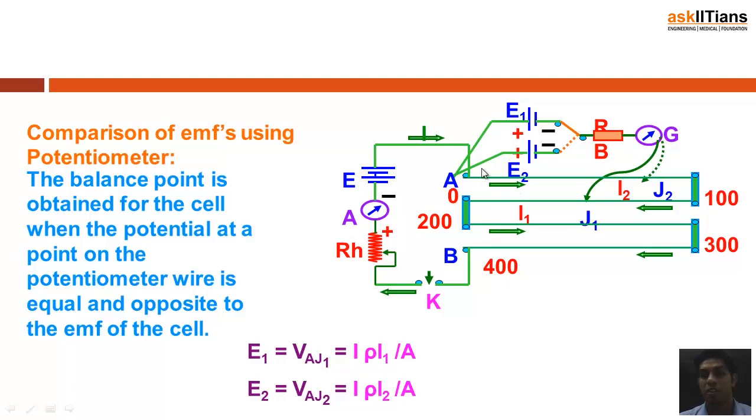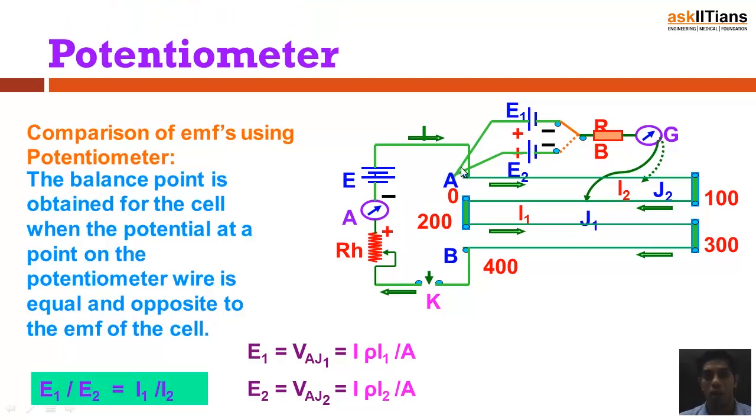Now this is another way of looking at it, the proper application of Kirchhoff's junction rule and Kirchhoff's loop rule. So this was all about the potentiometer. Then finally we get the answer to be E1 by E2 is equal to L1 by L2. We can compare the EMFs and also find out the unknown EMF through the potentiometer.